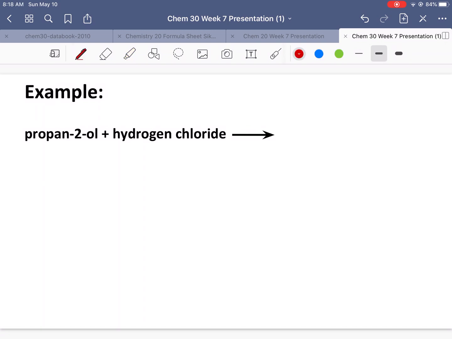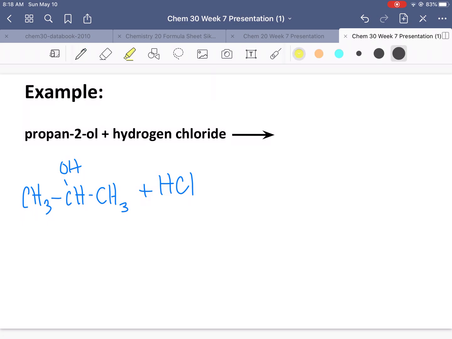Let's try a couple examples here. Propan-2-ol. So we've got an alcohol. It is a 3-carbon alcohol, and the hydroxyl group is coming off of carbon number 2. There it is. With hydrogen chloride. Hint, hint, hint. This should catch your attention right away. The alcohol is added to a hydrogen halide. So we're going to have that circumstance where the hydroxyl group is going to swap out not with the hydrogen, but with the halogen. That's key. Here's where the swap is going to occur.